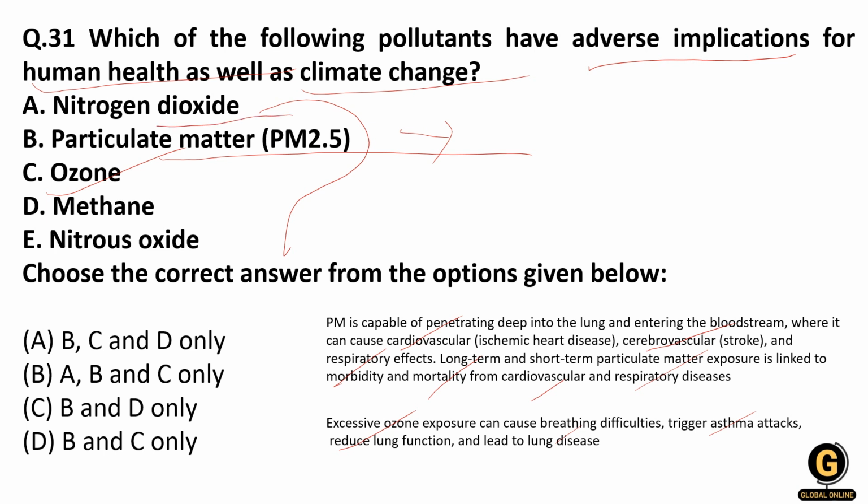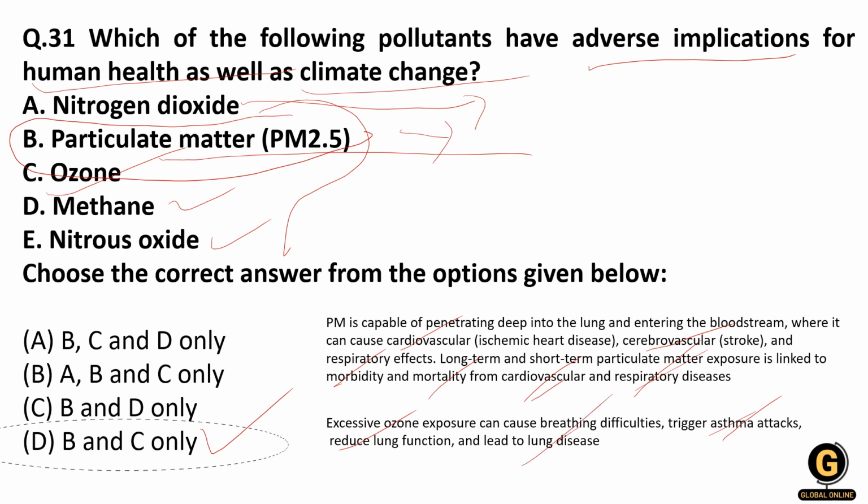So remember, these two pollutants, particulate matter and ozone, are very important pollutants that cause adverse impact on human health. Nitrogen dioxide is an oxide of nitrogen, methane is a greenhouse gas, and nitrous oxide is a strong oxidizing agent. So these others are harmful too, but to a much lesser extent. So our correct answer will be ozone and particulate matter 2.5. Remember, particulate matter causes cardiovascular and respiratory disease, and ozone triggers asthma attacks and leads to lung diseases, right?